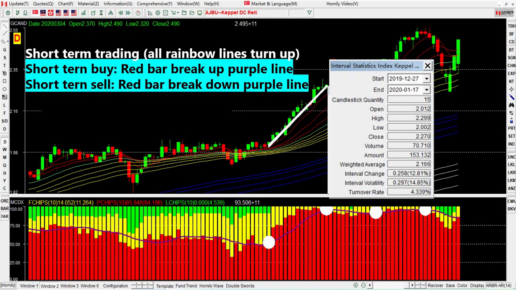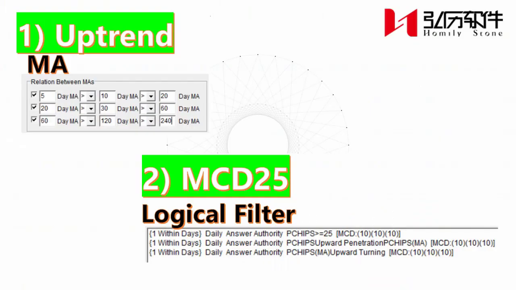They make a lot of money also. Very safe. Same pattern, same rules. You just repeat. It will help us make profits. So this is how to filter.